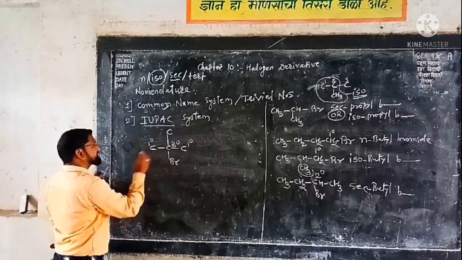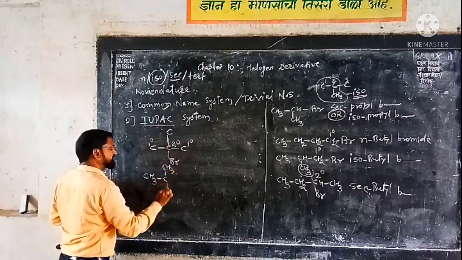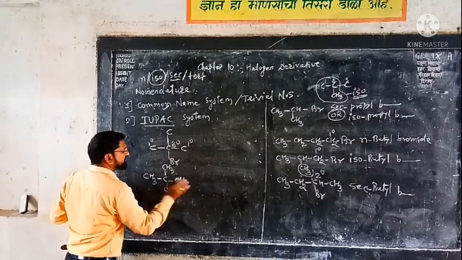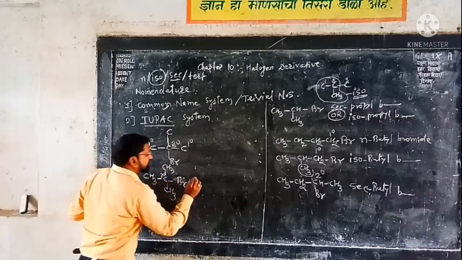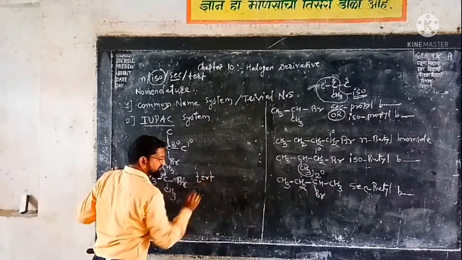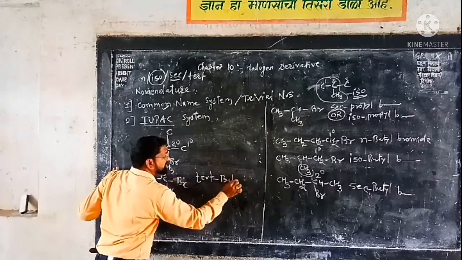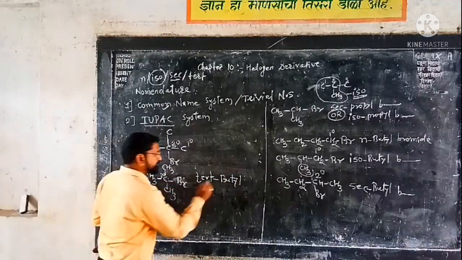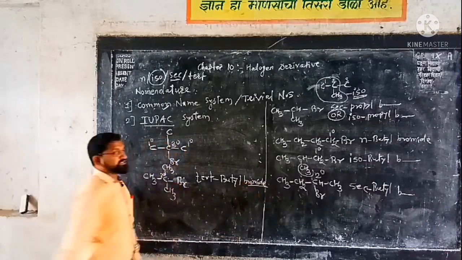So we have a very simple example: CH3, CH2, or you can write here Br. Now this carbon atom is tertiary. In that case, you have to write tert, or you can write T only. Tert butyl. Butyl means how many? 1, 2, 3, 4. 4 carbon atoms. Therefore, tert-butyl bromide. Okay, so this is about the classification.